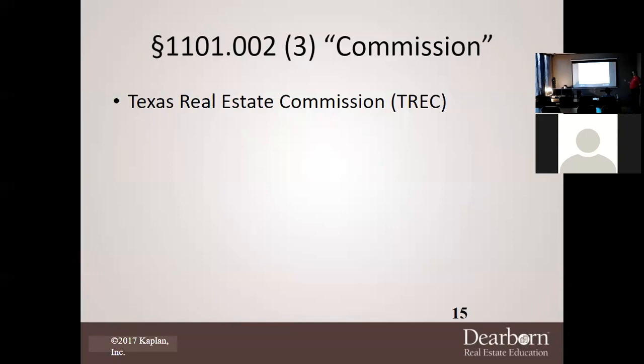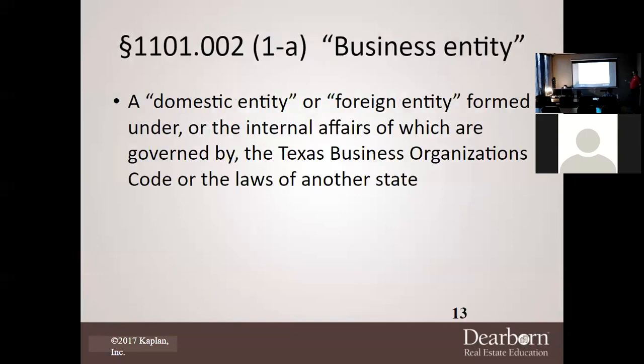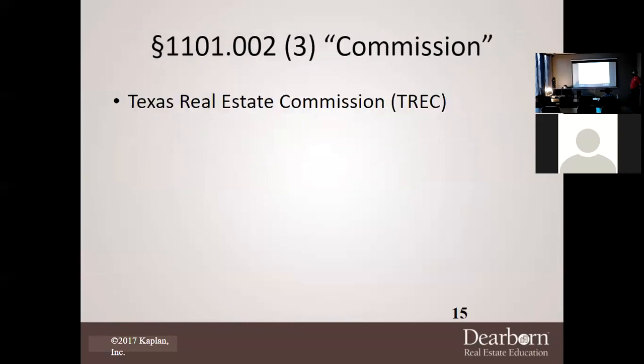Now, you'll notice something up here at the very top. If you've been watching as we've been going through these, look at these numbers in the top left-hand corner. These are statutes. If you pull the Real Estate License Act and go to subsection 1101.002, subsection 3, you're going to pull up the word commission, and the definition says the Texas Real Estate Commission. So anything throughout the entire statute that says the word commission applies to what, Aiden? Yeah, the Texas Real Estate Commission. That's correct. That's how you read this stuff when you're going through laws.